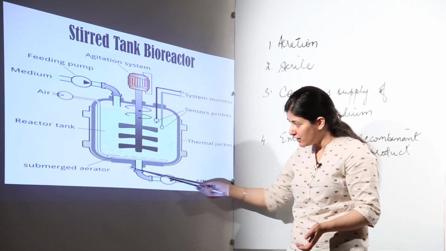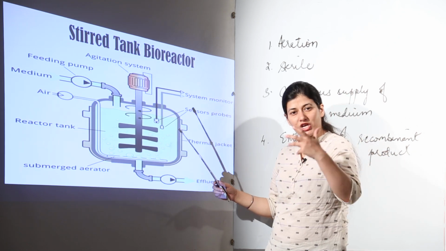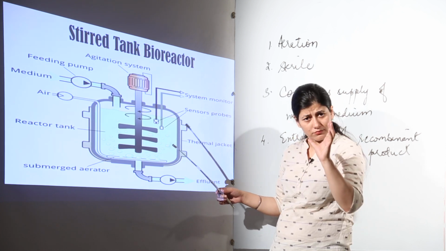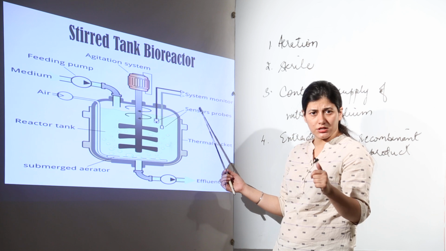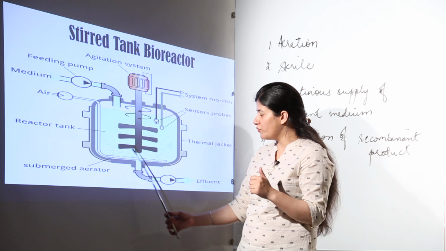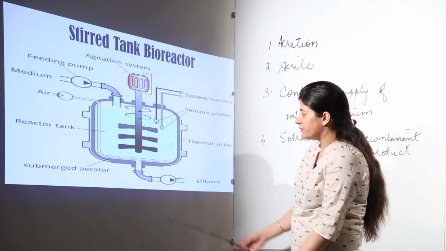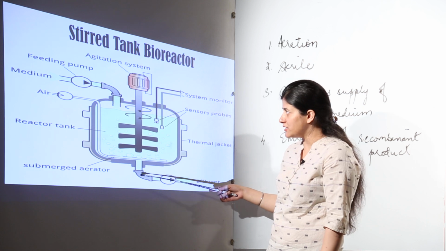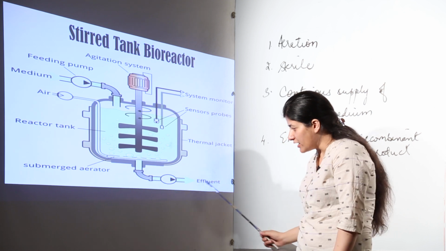You have a huge reactor tank in which you find the nutrient medium. There are sensor probes which keep on checking the quantity of the recombinant protein being produced, which are in contact with sensor monitors that keep a check on the production. The agitation system keeps on moving whatever is present in the reactor tank, which is the nutrient medium. There is an aerator, an air supply, so that aerobic conditions are maintained, and the medium is continuously added. The used up medium is given out from the effluent.